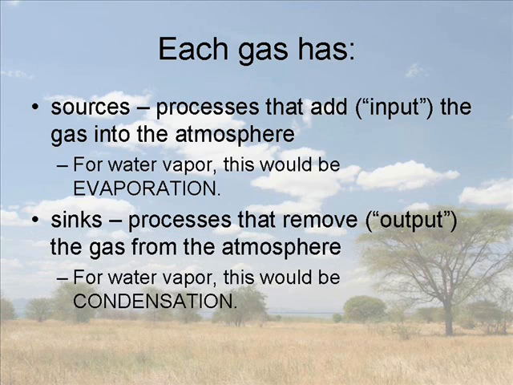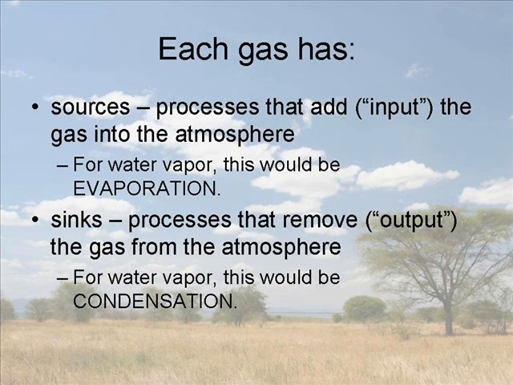It's probably easiest to think about sources and sinks of gases in the context of a particular common gas, that is water vapor. So for example, for water vapor, the source of water vapor for the atmosphere is evaporation. Liquid water on the surface of the Earth evaporates, adding water vapor to the atmosphere. How fast does that happen? At the input rate of water vapor.